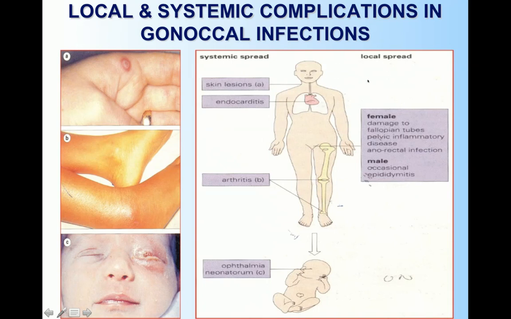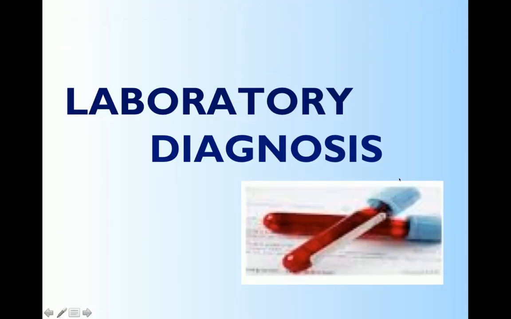Whereas with local spread, there is obviously genital gonorrhea. So in females, there is going to be scarring of the fallopian tubes, resulting in ectopic pregnancies or in complete sterility. In males, on the other hand, it's going to produce epididymitis, or there could be prostatic abscesses.